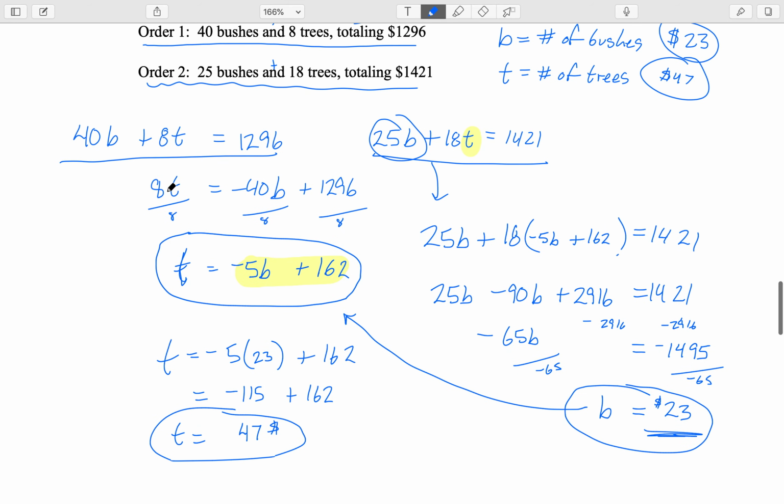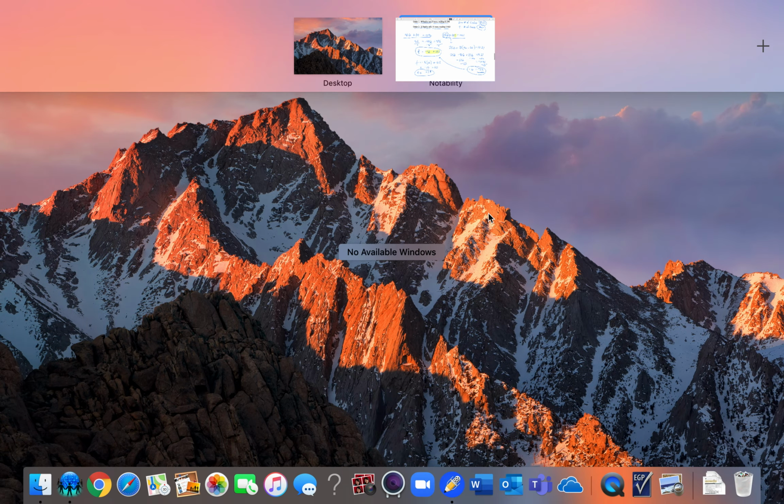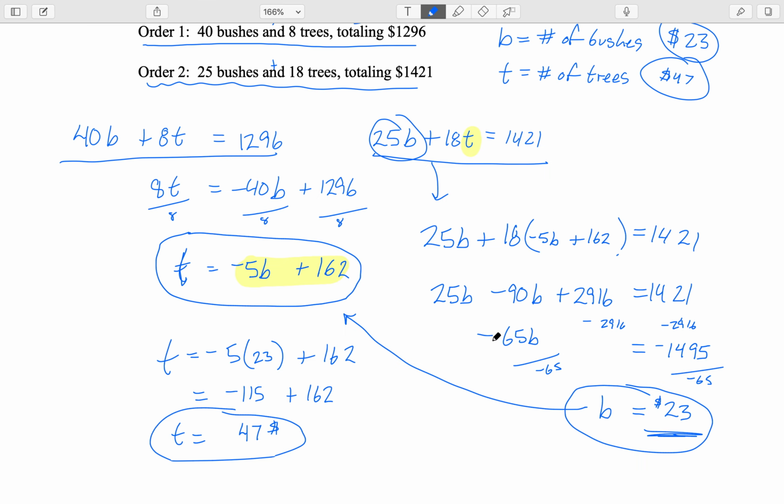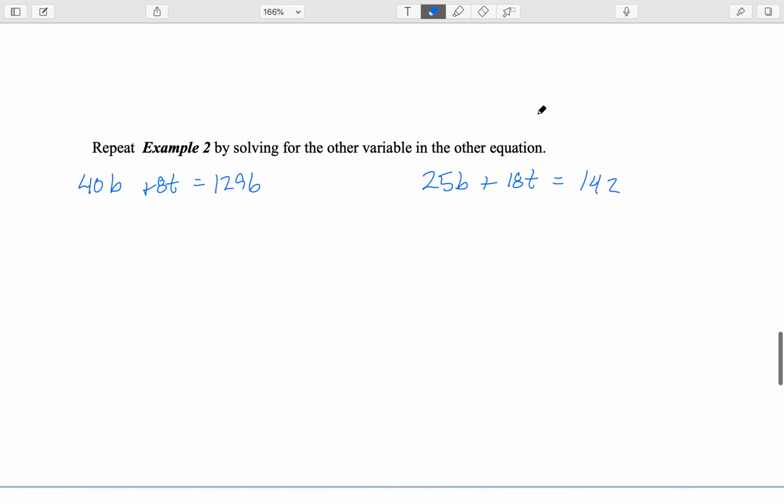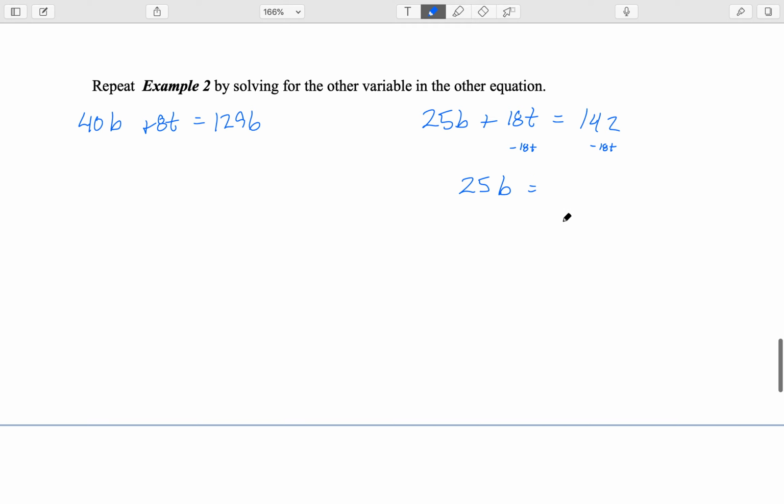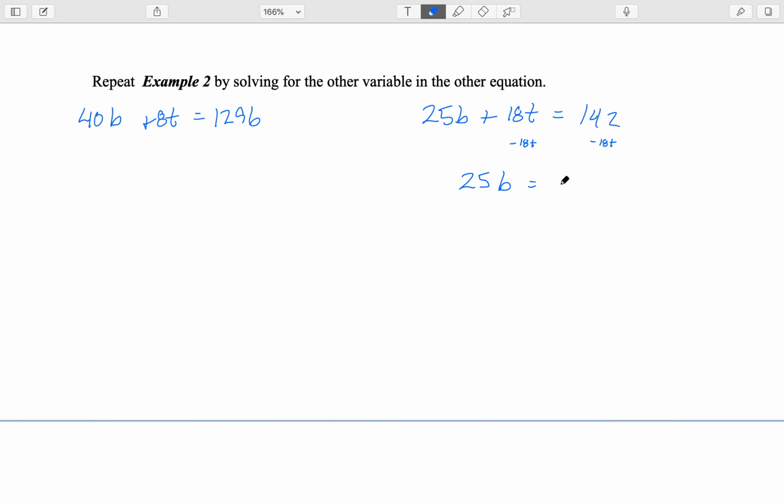So I'm not starting with the first one, I'm starting with the second equation. And I'm not solving for t, I'm solving for b. Okay, let's do this. Let's solve for b. In other words, minus 18t from both sides. So 25b is equal to 1421 minus 18t. Divide by 25.